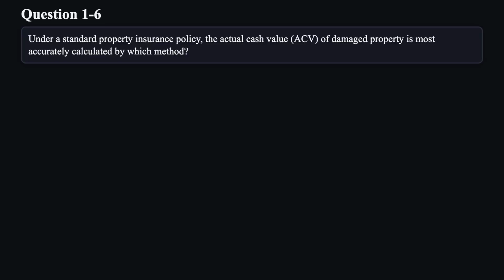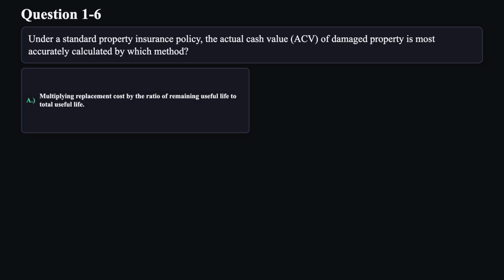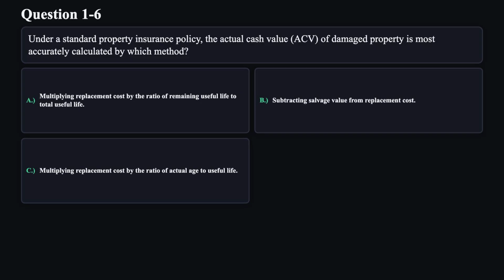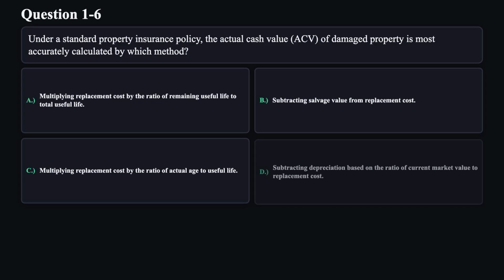Under a standard property insurance policy, the actual cash value (ACV) of damaged property is most accurately calculated by which method? A. Multiplying replacement cost by the ratio of remaining useful life to total useful life. B. Subtracting salvage value from replacement cost. C. Multiplying replacement cost by the ratio of actual age to useful life. D. Subtracting depreciation based on the ratio of current market value to replacement cost.